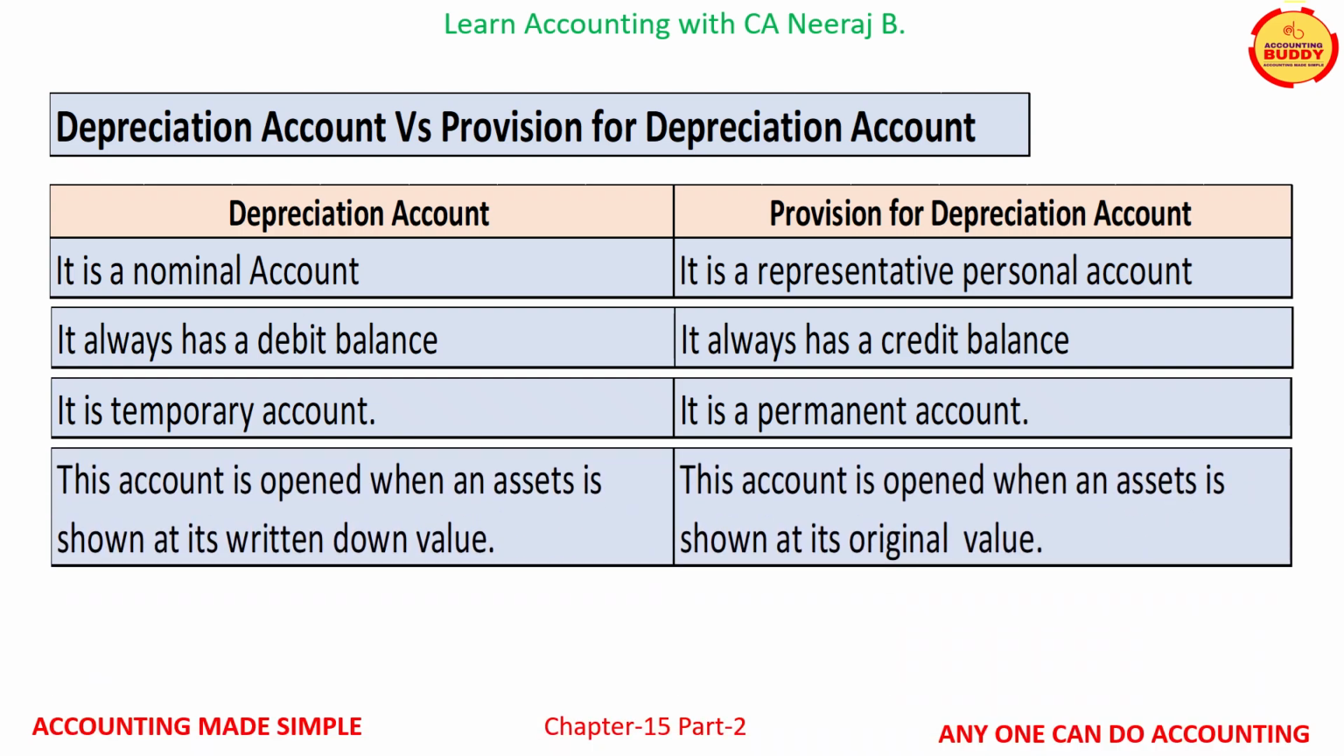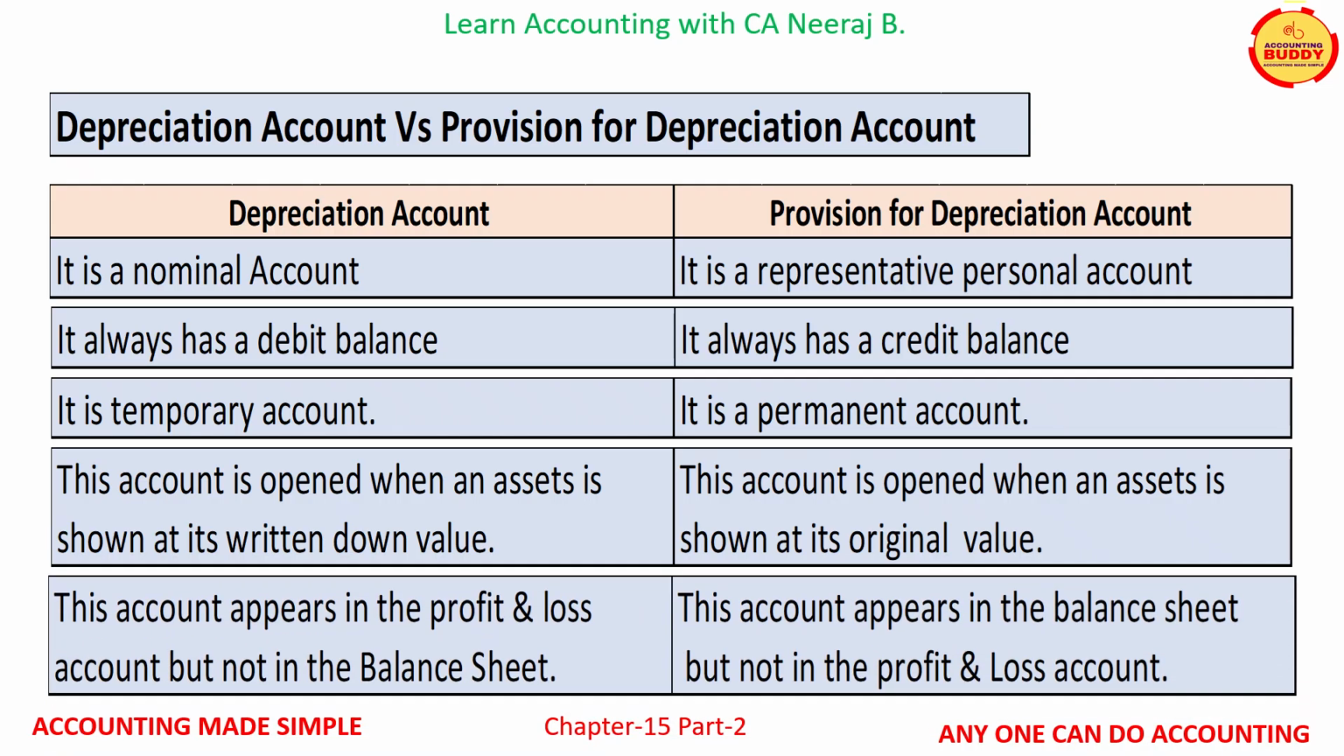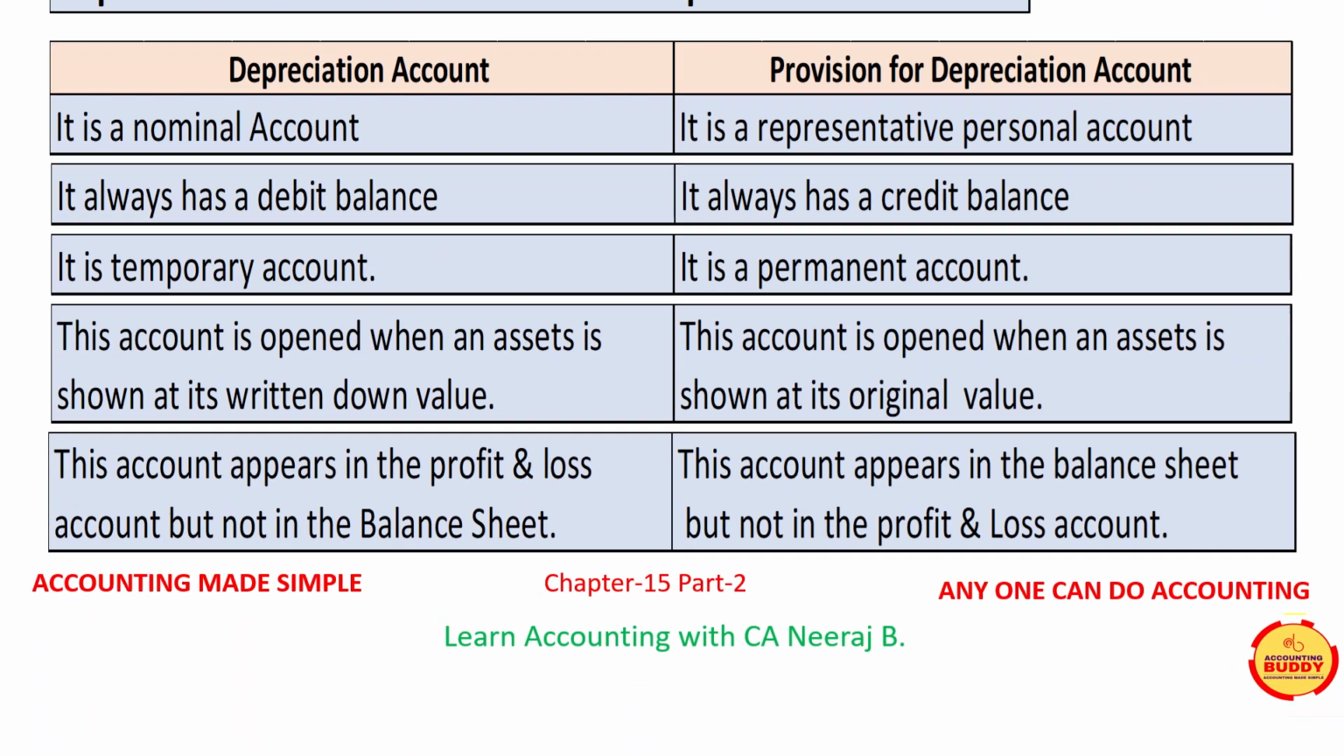Depreciation account is opened when an asset is shown at its written down value, while the provision for depreciation account is opened when an asset is shown at its original value. Depreciation account appears in the profit and loss account but not in the balance sheet, while the provision for depreciation account appears in the balance sheet and not in the profit and loss account.